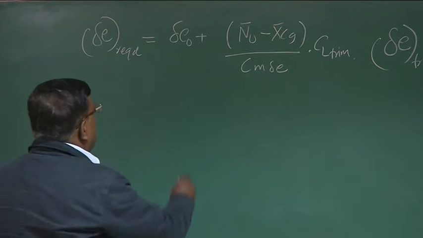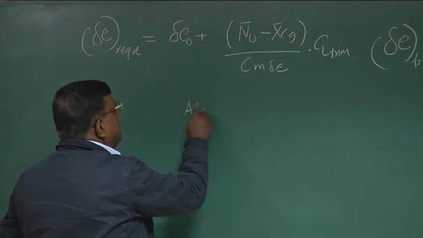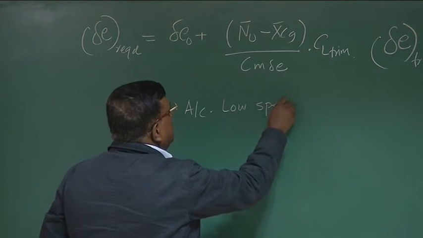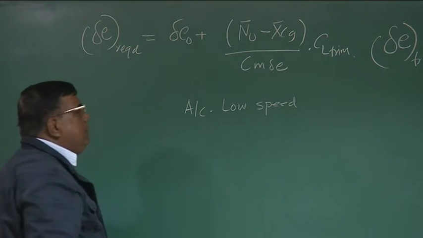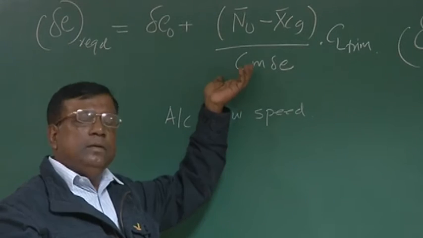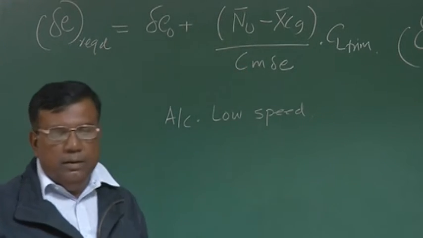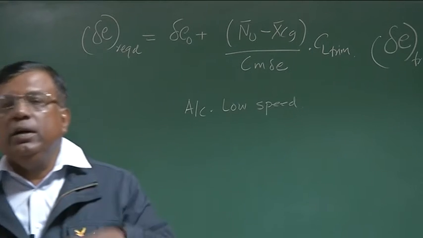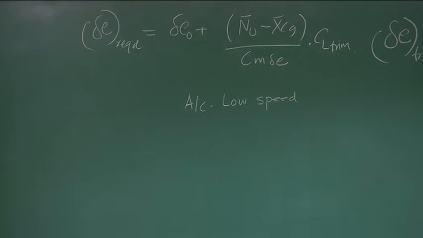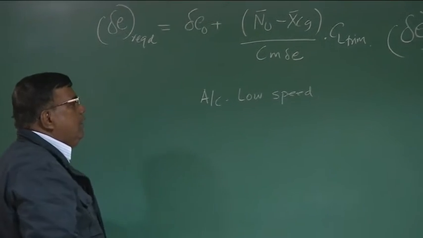Let's say for a low speed aircraft. Why am I saying low speed? Assuming that at low speed, this derivative will not change with Mach number. So they remain fairly constant, and this statement is fairly correct. If Mach number is up to 0.6, then all these derivatives remain fairly constant. So I'm considering low speed.